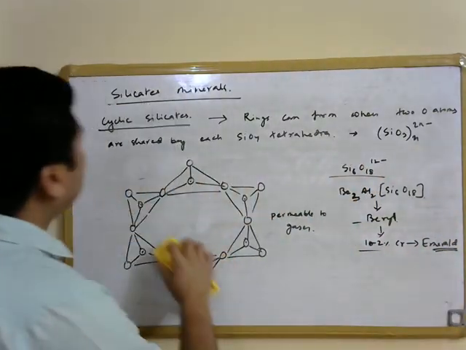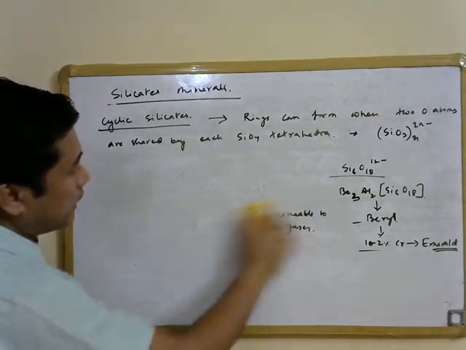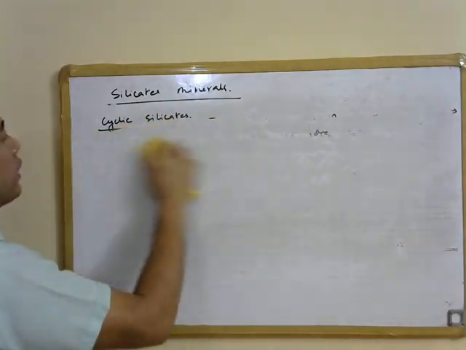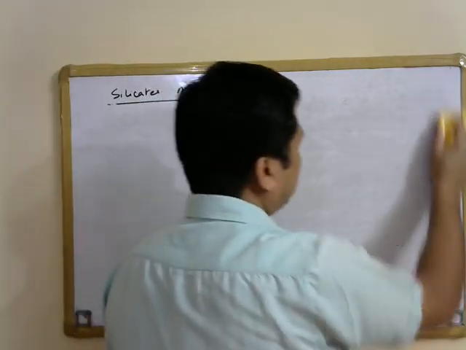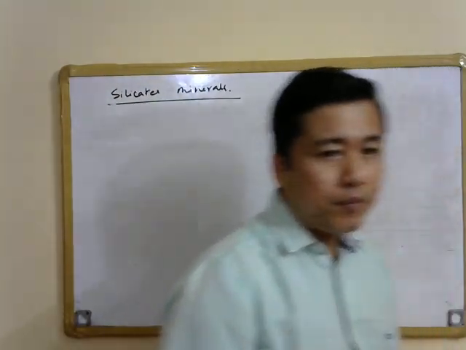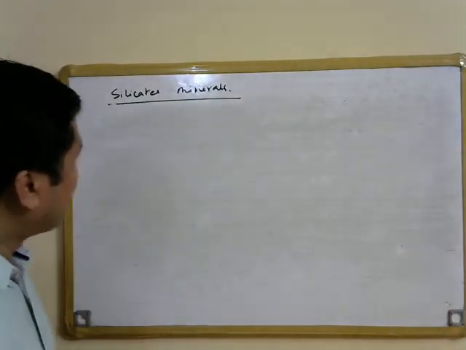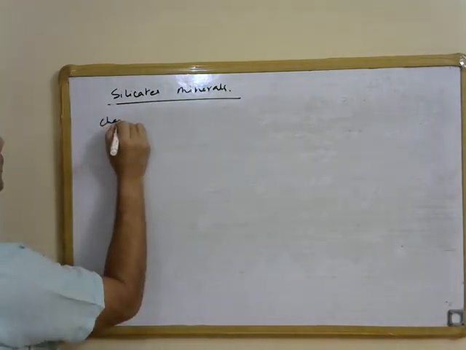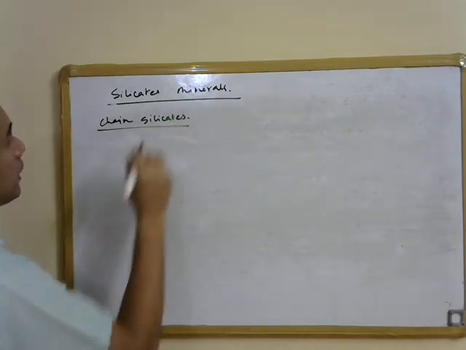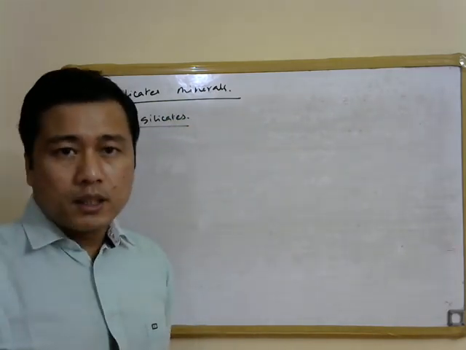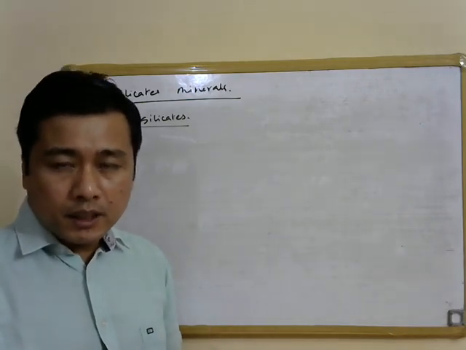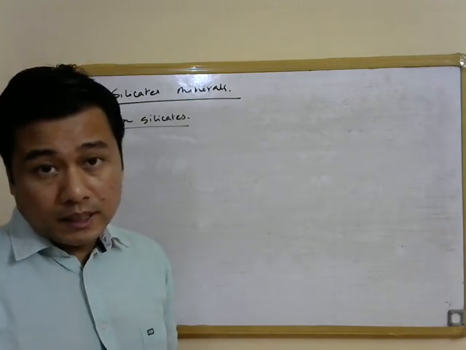So we have seen how cyclic silicate structures can be formed by sharing of 2 oxygen atoms per SiO4 unit. Now we will see other types of silicate structures as well. These are known as chain silicates. And again, in case of chain silicates also, like the cyclic silicates, the number of oxygen atoms shared by each SiO4 unit is equal to 2.